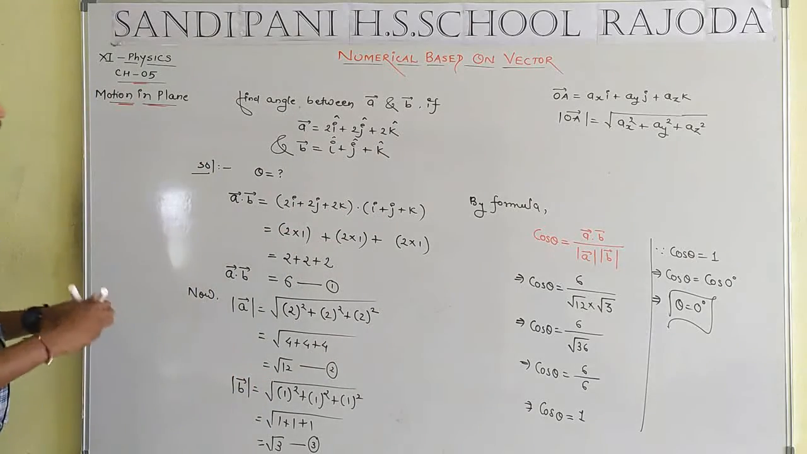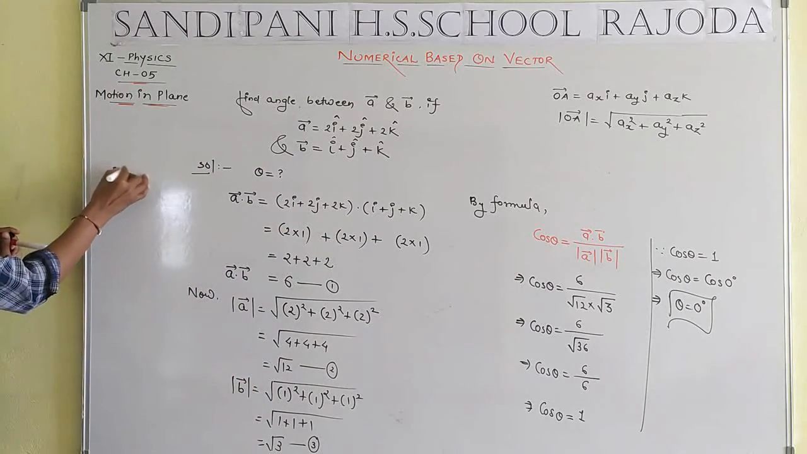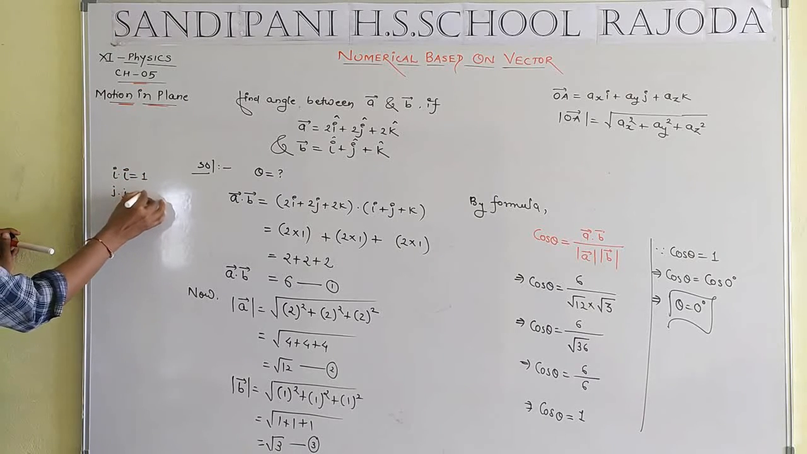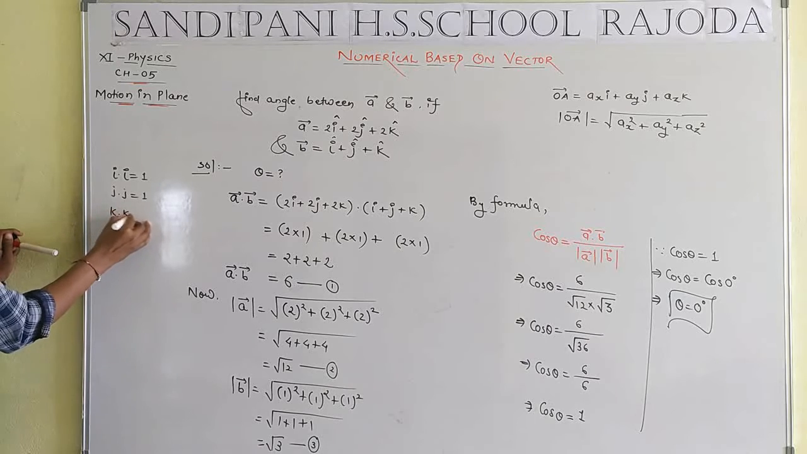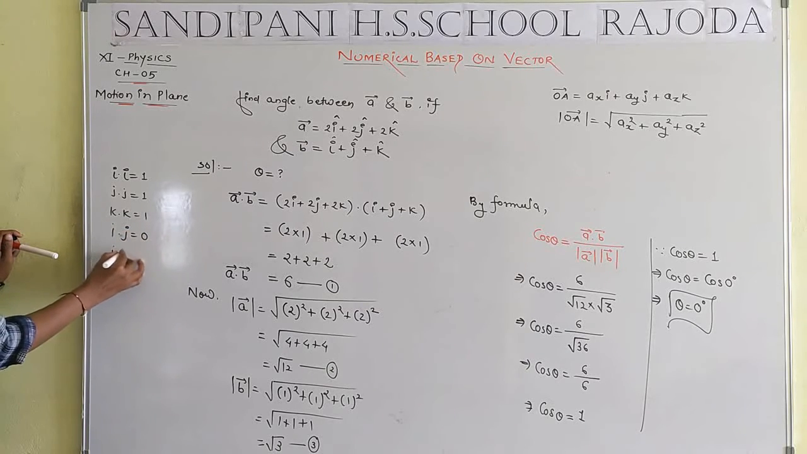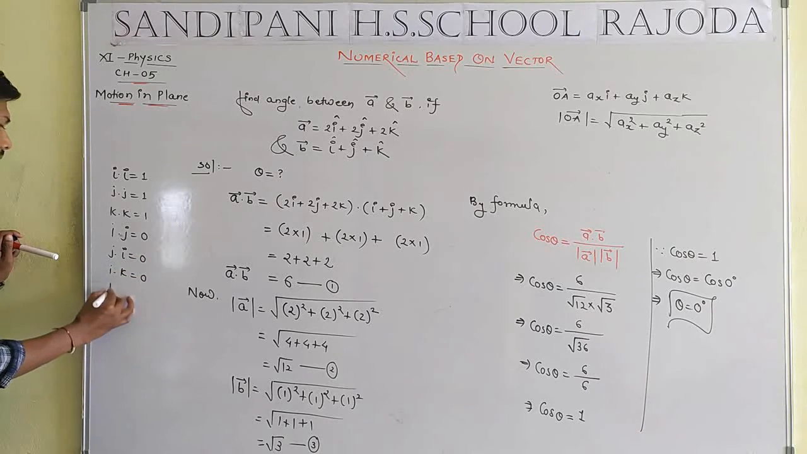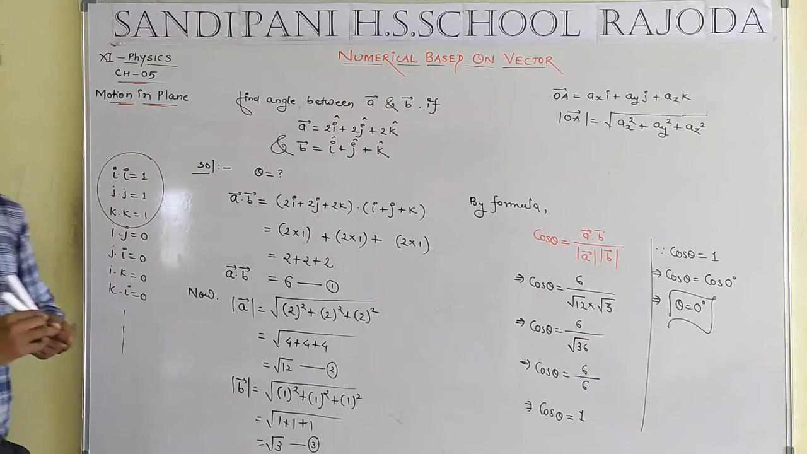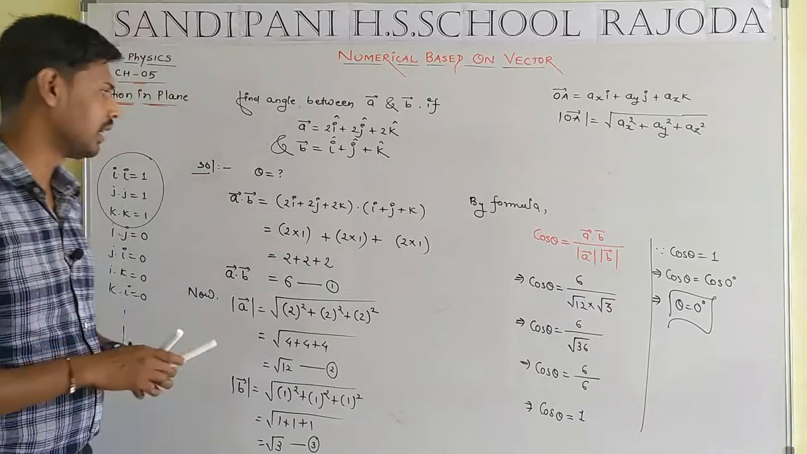तो याद रखिएगा, देखिए i dot i will be equal of 1, j dot j will be equal of 1, k dot k will be equal of 1. i dot j, अगर ये दोनों डिफरेंट हैं तो 0. j dot i will be equal of 0, i dot k will be equal of 0, k dot i will be equal of 0 and so on. मतलब कहीं ना कहीं जब दोनों सिमिलर होते हैं तब 1 आता है.